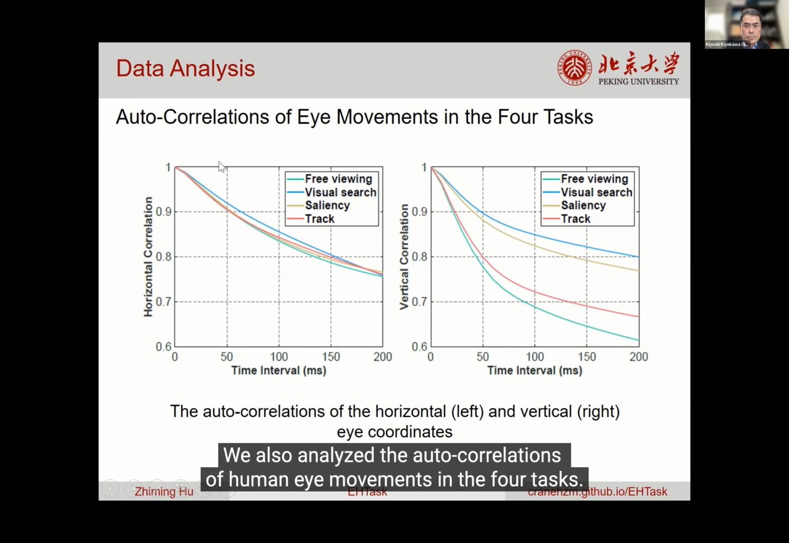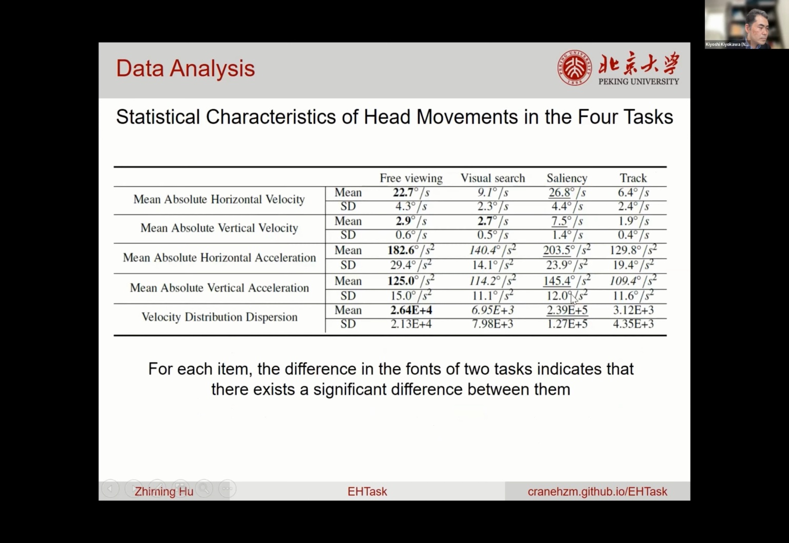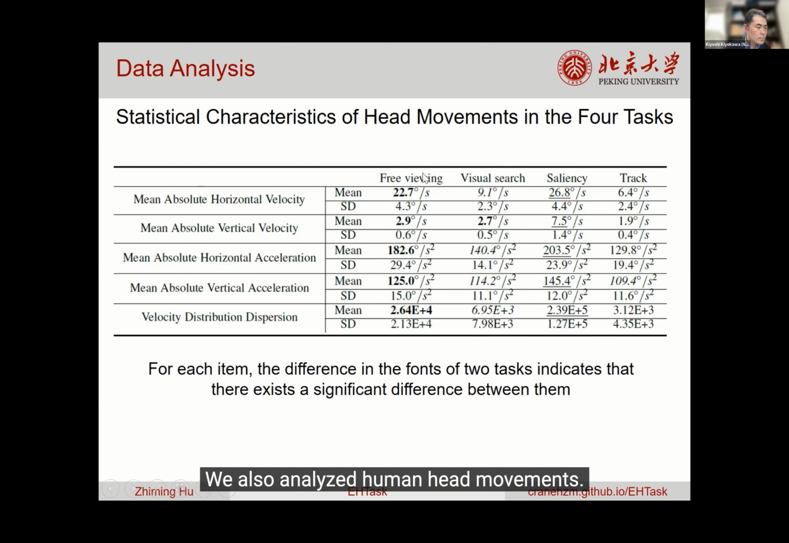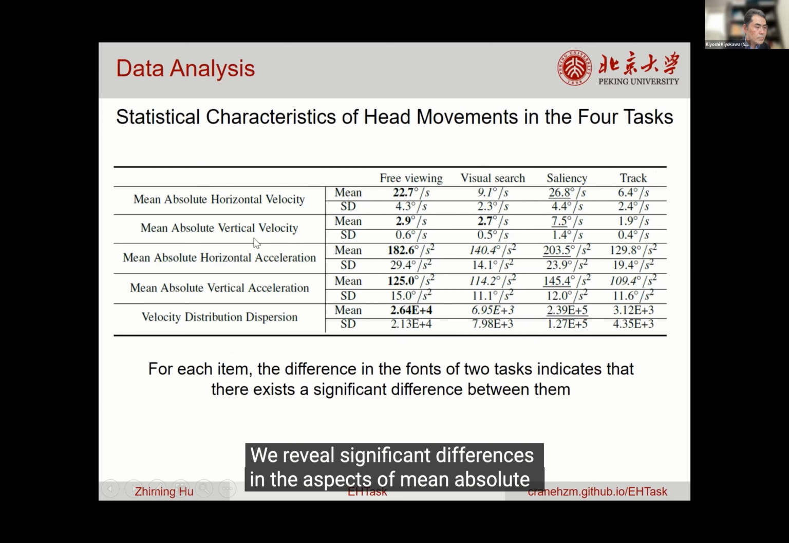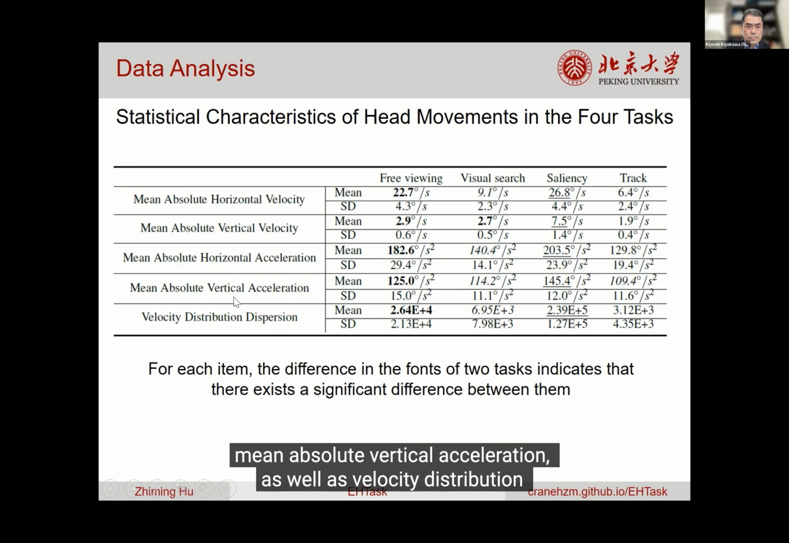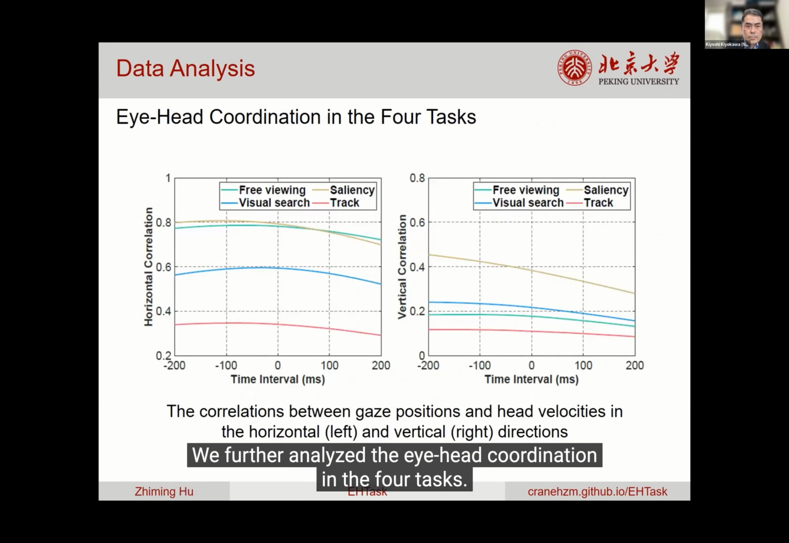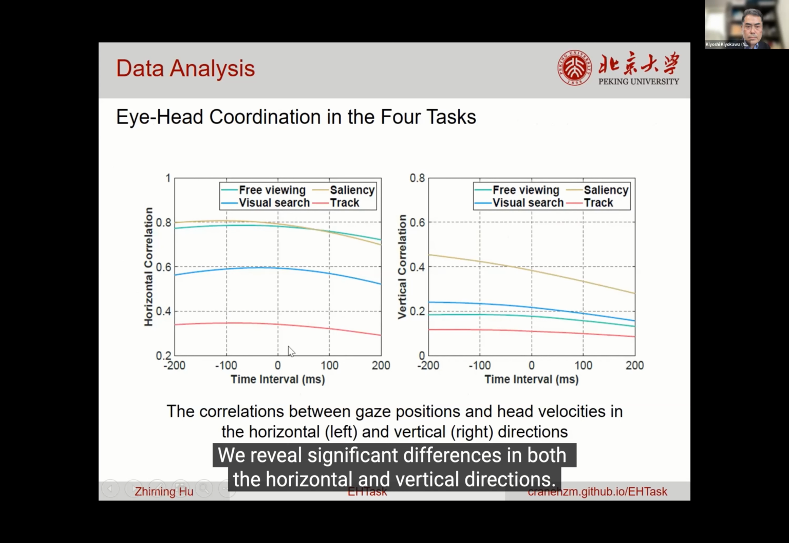We also analyzed the autocorrelations of human eye movements in the 4 tasks. We reveal significant differences in the vertical direction. We also analyzed human head movements. We reveal significant differences in the aspects of mean absolute horizontal velocity, mean absolute vertical velocity, mean absolute horizontal acceleration, mean absolute vertical acceleration, as well as velocity distribution dispersion. We further analyzed eye-head coordination in the 4 tasks. We reveal significant differences in both the horizontal and vertical directions.